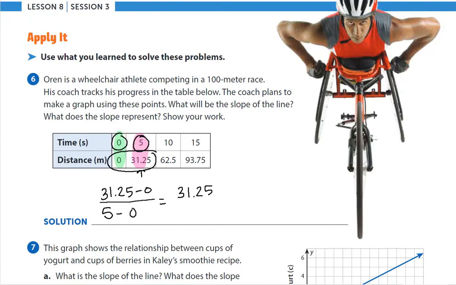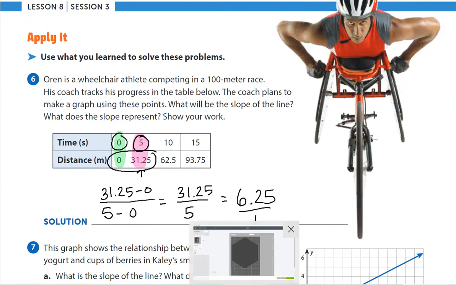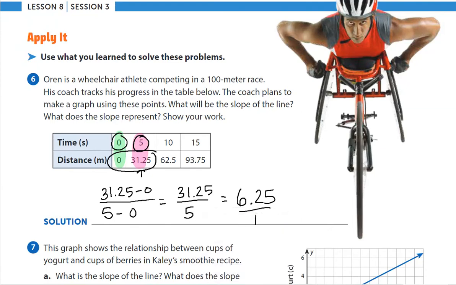31.25 over 5. Now, we have to divide this. 31.25 divided by 5 is, spoiler alert, it's 6.25. And if that helps you remember, you can put the 5 under 1, or the 1 is the denominator.